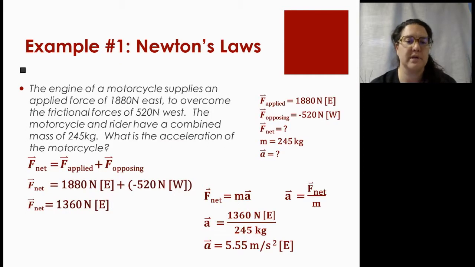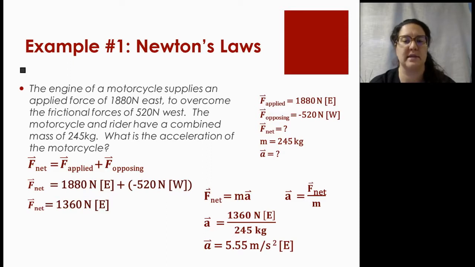So the engine of a motorcycle supplies an applied force of 1,880 newtons east to overcome the frictional forces of 520 newtons west. And the motorcycle and rider have a combined mass of 245 kilograms. What's the acceleration of the motorcycle? So first, we're going to calculate the net force. We're going to take the positive applied force, moving it forward, of 1,880 newtons. We're going to add the negative 520 newtons of resistance, and we'll get a total net force of 1,360 newtons.